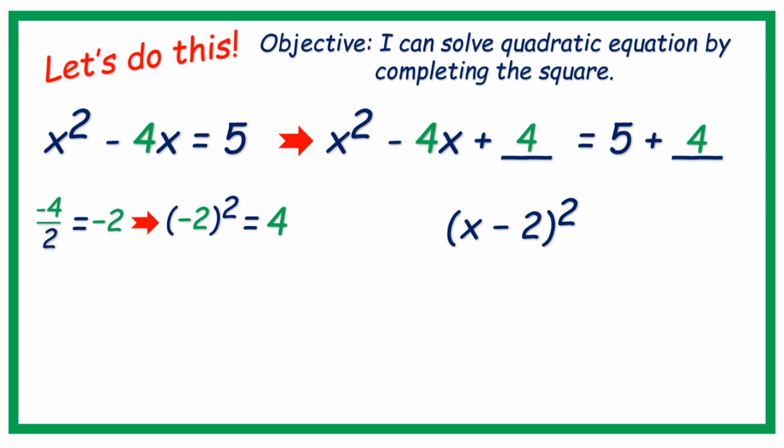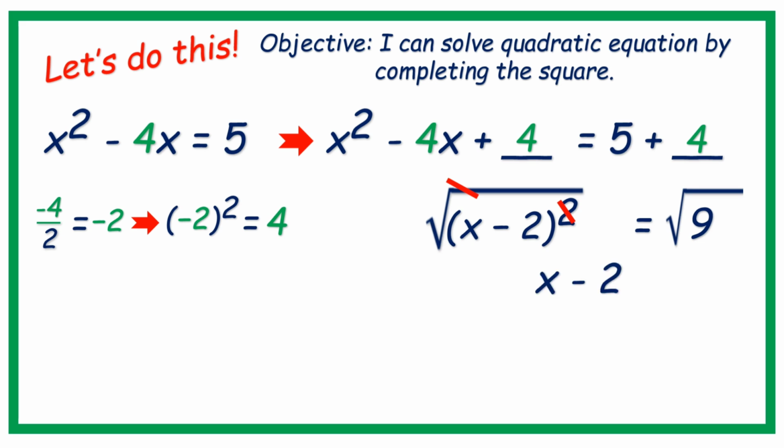The next step, we have x minus 2 raised to the second power, or squared. Mr. T, where did you get that? Again, x minus 2 raised to the second power is the same as x squared minus 4x plus 4. So when we multiply x minus 2 times x minus 2, the answer is x squared minus 4x plus 4. Then 5 plus 4, the answer is 9. The next step is putting square root. So when we do this, it cancels the 2, the squared, leaving us x minus 2 equals the square root of 9, which is positive or negative 3.